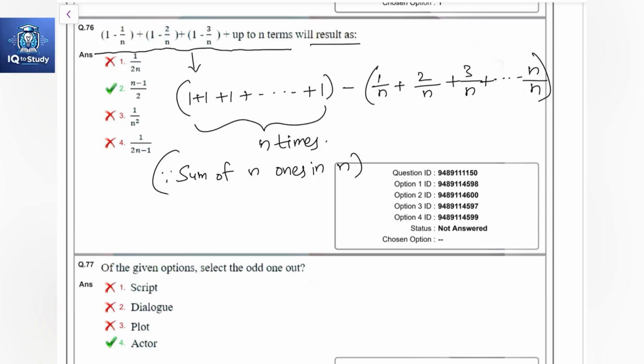and the sum of the series 1 by n plus 2 by n plus 3 by n and so on up to n by n can be written as 1 plus 2 plus 3 and so on up to n, divided by n, which is equal to n into n plus 1 by 2 divided by n, since the sum of the series is n into n plus 1 by 2 and n is in the denominator.